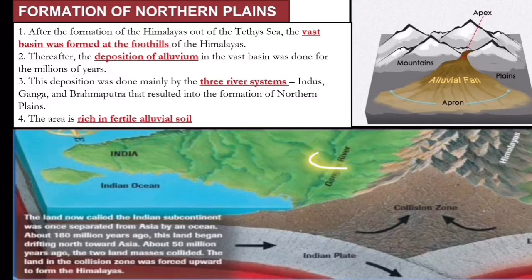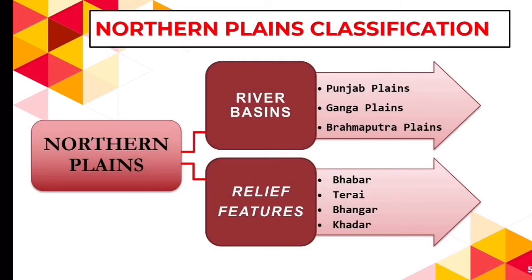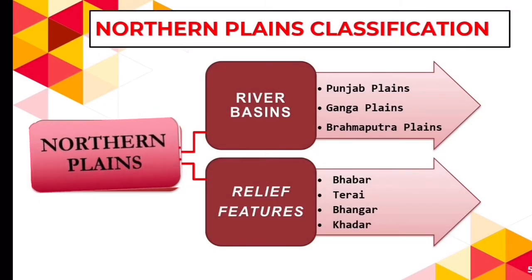Northern Plains is rich in the availability of alluvial soil. In the given diagram, you can very well see how the collision zone of the Indian plate and the Eurasian plate led to the formation of Himalayas, and just at the bottom, or you can say in front of those Himalayas, the depression got filled with the sediments brought down from the Himalayan mountains, leading to the formation of the Northern Plains. Northern Plains can further be classified under two broad categories.